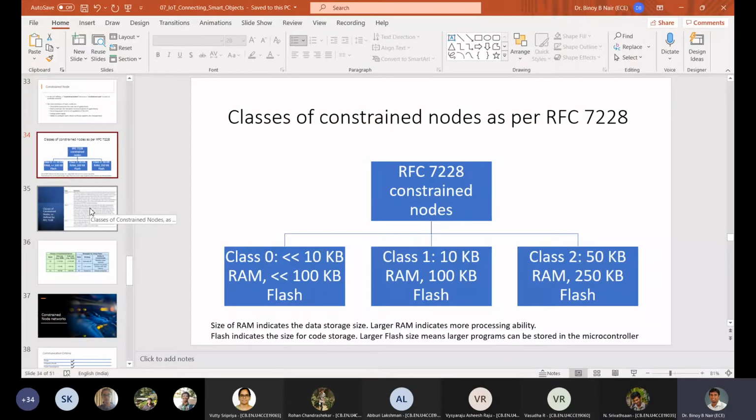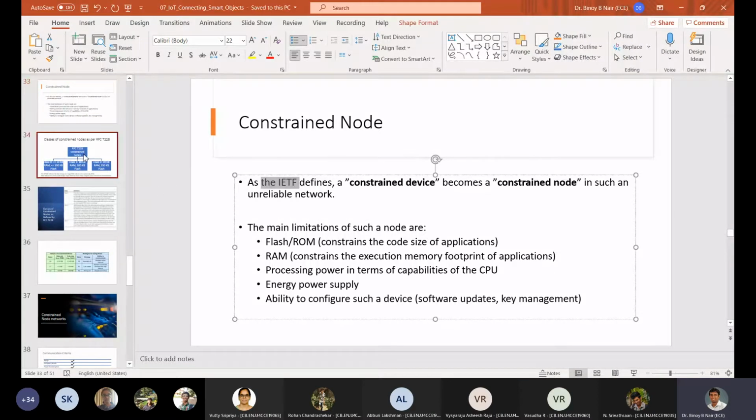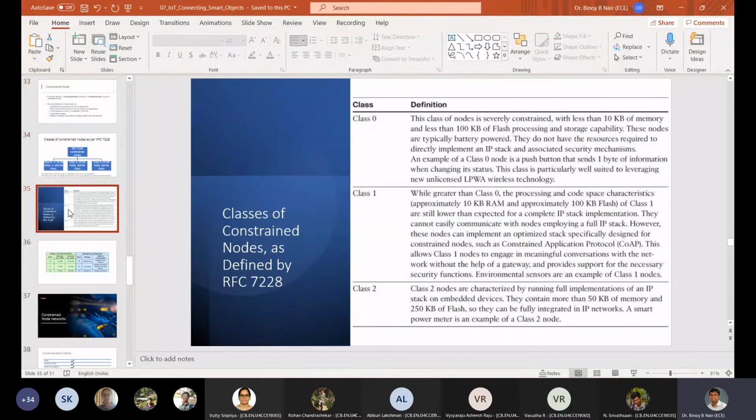Yeah, so just a recap of what we did in the previous class. We were talking about different types of constrained nodes as per RFC 7228, which was published by the Internet standards authority called the IETF. I also suggested that you go and visit the website. You'll find a lot of interesting stuff there.